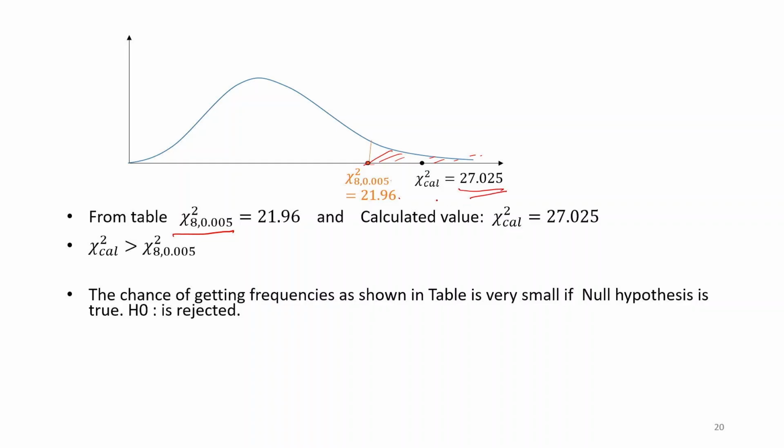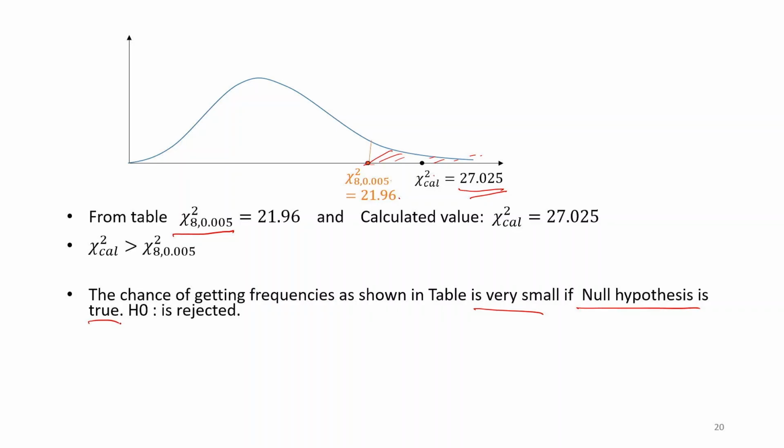So if we plot, this is the chi-square distribution. The table value is shown here, and the calculated value is shown by this black dot. So one orange dot and one black dot is there. Now you see that the black dot is going beyond the orange dot. That basically means the calculated value is far away from the table value, and therefore we can say that the chances of getting frequencies as shown in the table is very small if the null hypothesis is true.